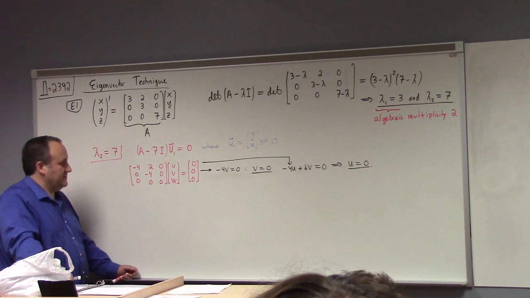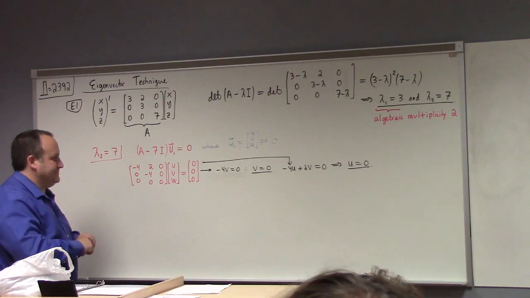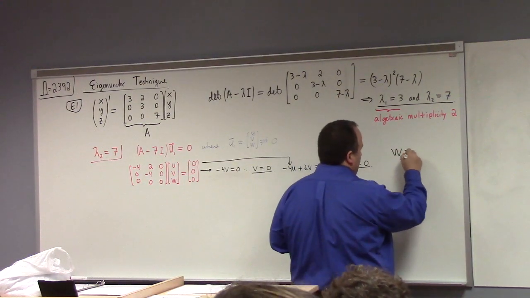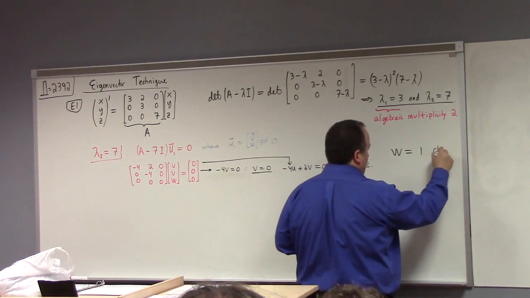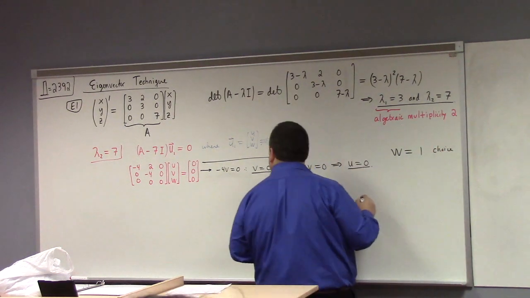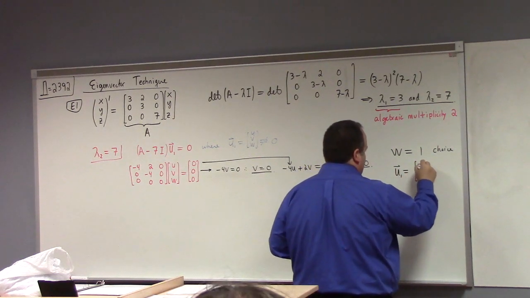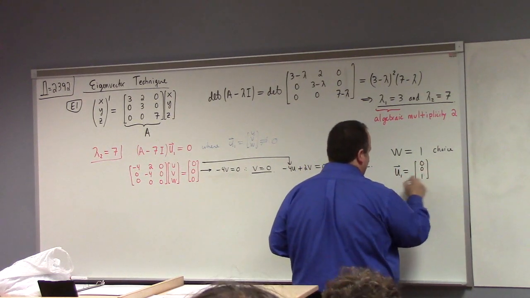Just don't talk. Anyway, so w is free. So we might as well put w equal to 1. That's a choice, right? And so we'll have u1 equal to 0, 0, 1.